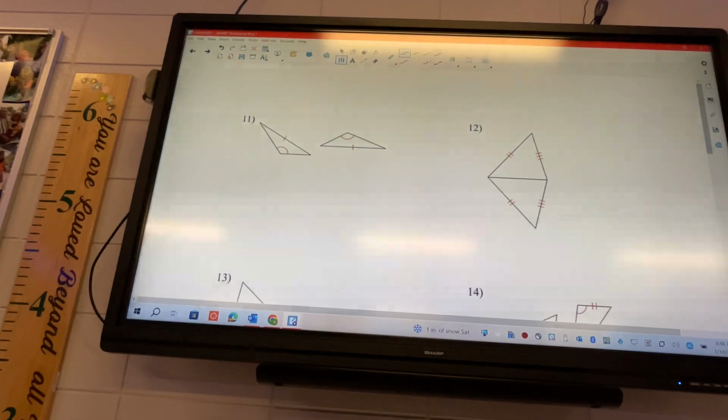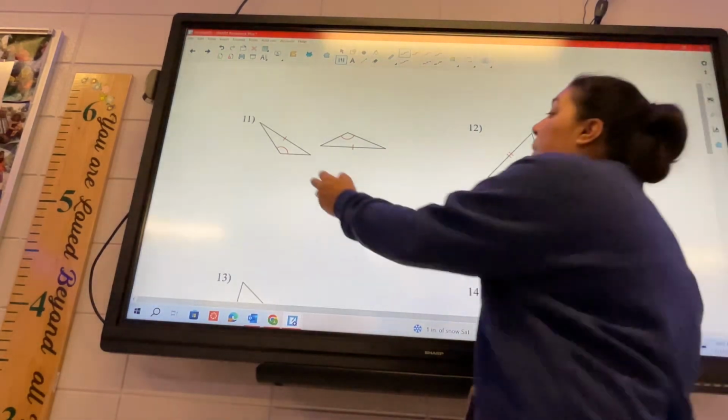Okay, 11. Can we mark anything? No, why not? Because they're not connected. They are not connected, okay? So you can only mark if they're connected somewhere. Okay, so these are not connected, and then you have to look at them and say, well, do we have enough information? What do you have? That they're both marked. They are both marked with a side, and what else do they have? And they have an angle. We only have 2 things, so is that enough stuff? No, you need at least 3 things, a side, an angle, and a side, or a side, side, side. So this is going to be NA.